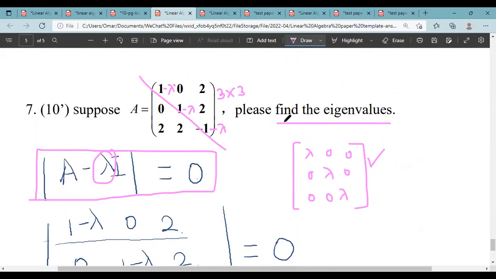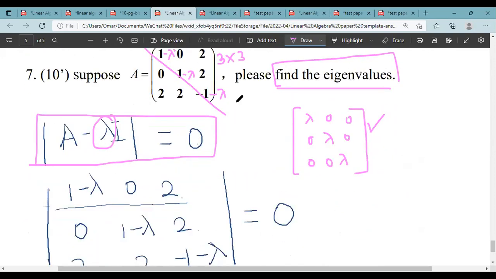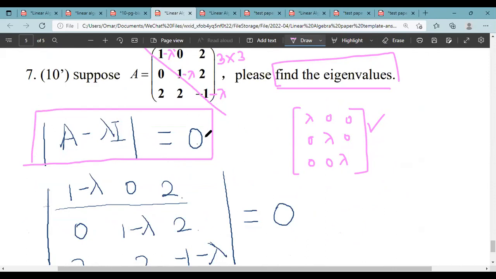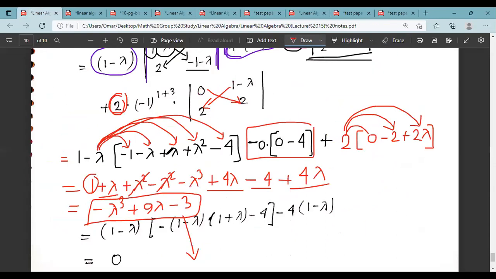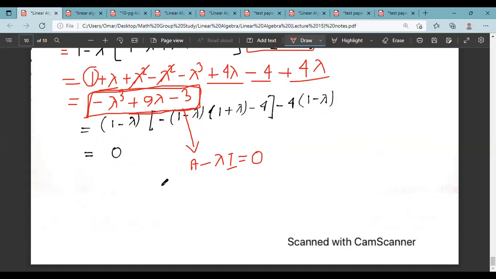Okay, so we have to find the eigenvalue, right? So we know that the absolute value of A minus lambda I will be equal to 0, right? So as for now, we have calculated up to here, minus lambda cube plus 9 lambda minus 3. So it was the value of A minus lambda I. And then from the formula, we know that it will be 0. So I can write down this way, that minus lambda cube plus 9 lambda minus 3 will be 0, right?